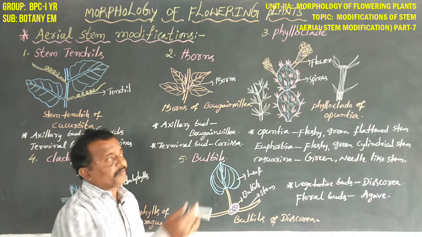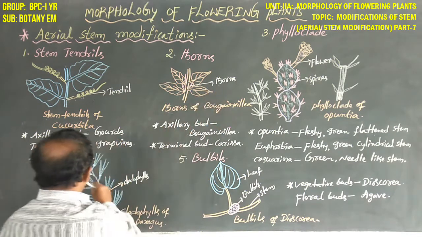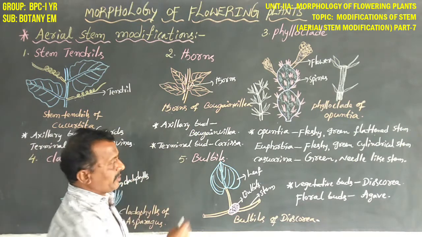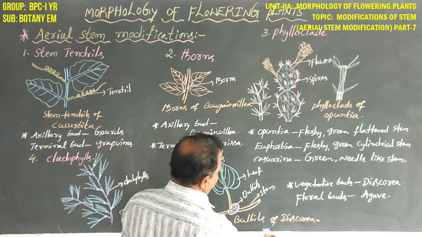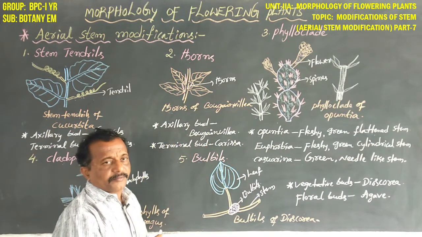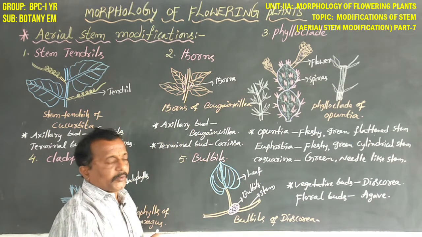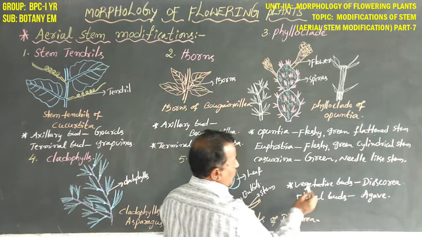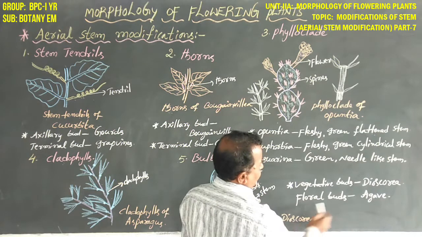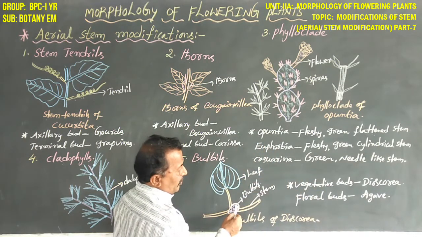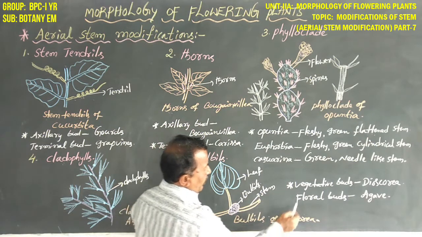Don't confuse them. This is a phylloclade and this is a cladode. And the fifth one is bulbils. Dear students, this is a bulbil of Dioscorea. In Dioscorea, the vegetative buds, and in Agave, the floral buds. This is the vegetative bud.